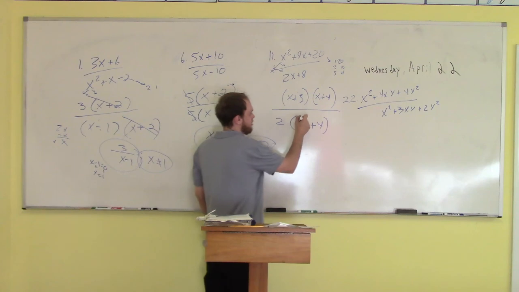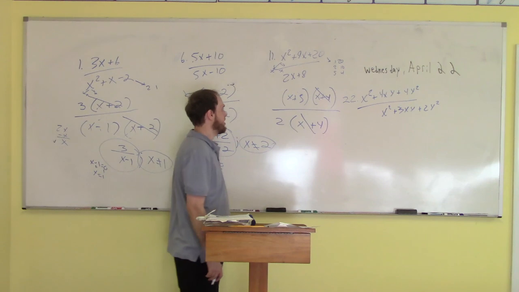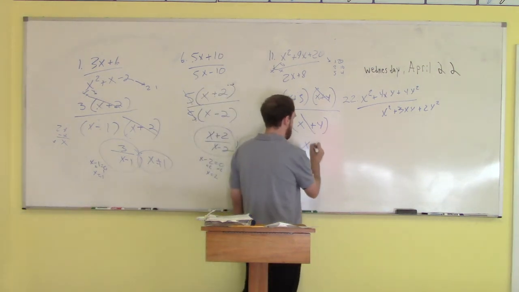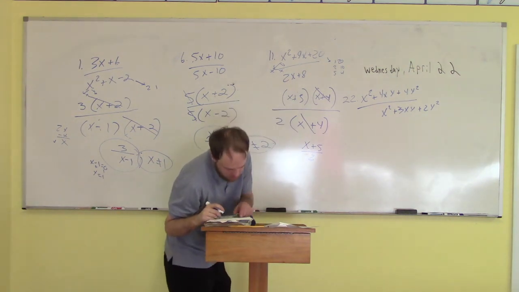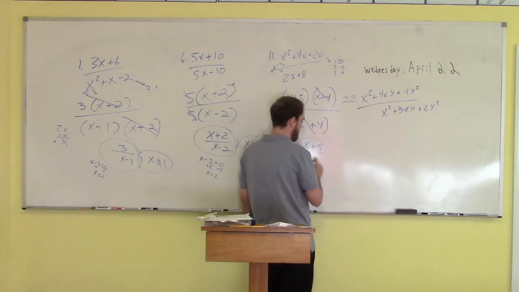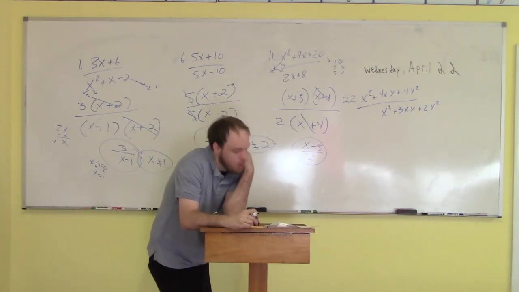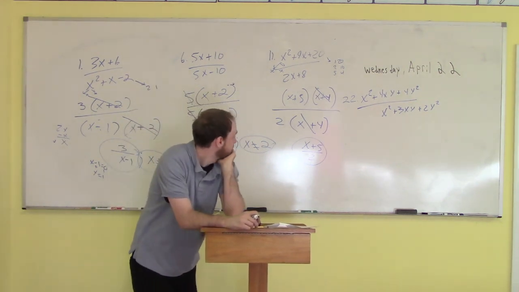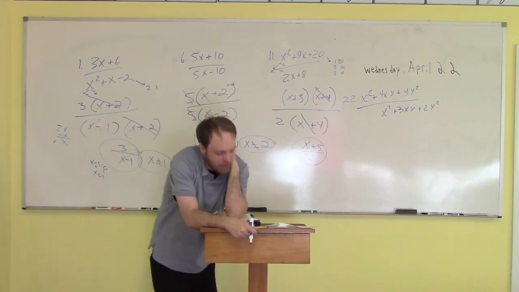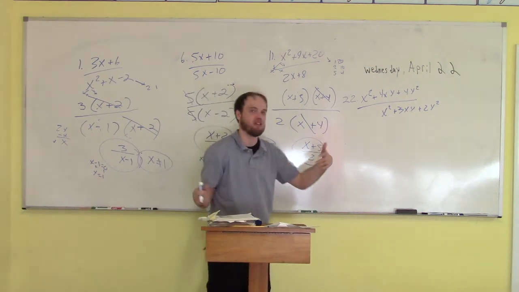Okay, yeah, the x plus 4 can cancel. So that leaves me with just the x plus 5 over 2 as my answer here. Okay, now think about it. For this one, if I have the 2 in the denominator, it doesn't give me anything. There's no way to set 2 equal to 0.